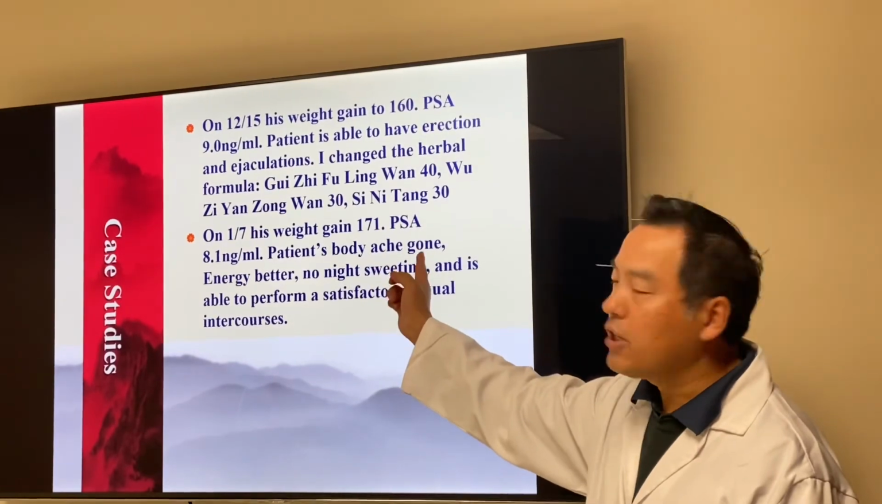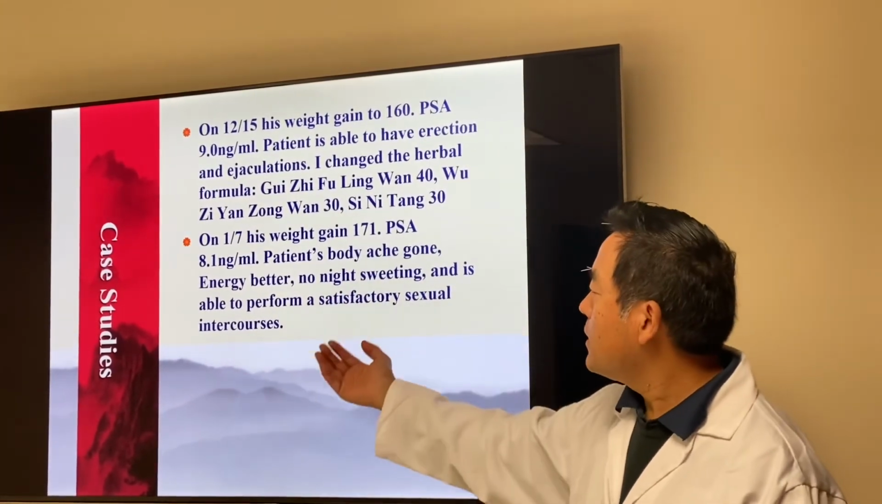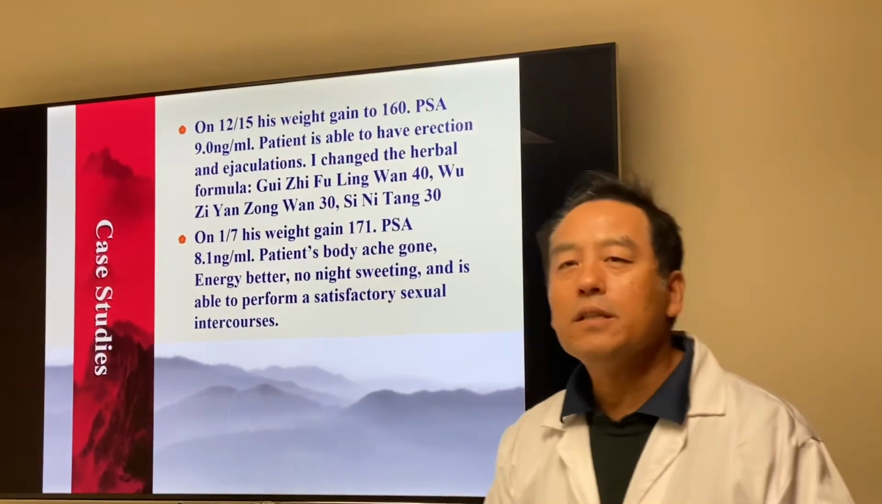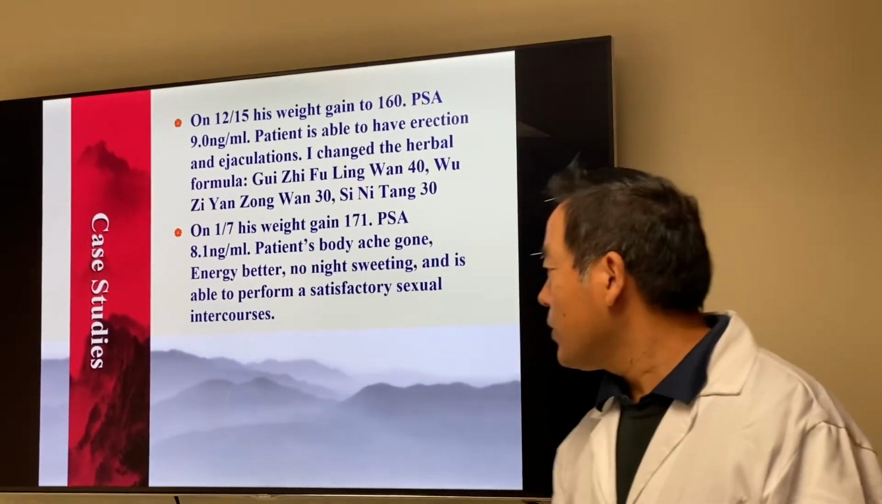The patient's body aches are gone, whole body aches gone, energy is better, no night sweating, and he is able to perform satisfactory sexual intercourse. Next slide.